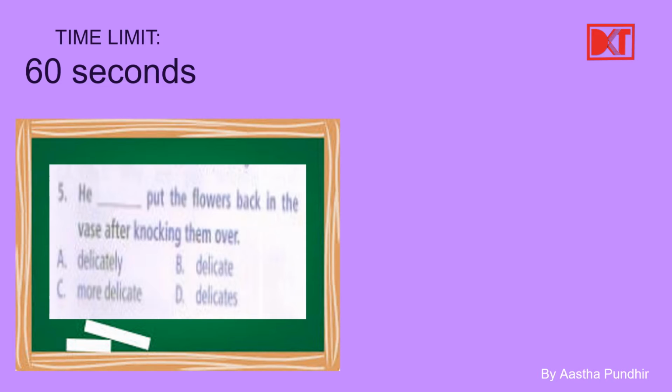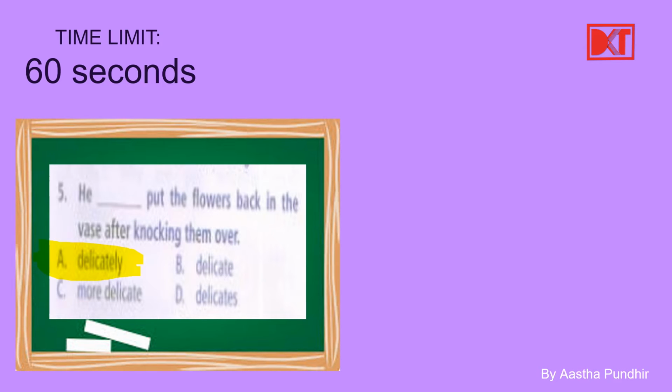Alright, next. He put the flowers back in the vase after knocking them over. A, he delicately put the flowers. B, he delicate put the flowers. C, more delicate put the flowers. D, delicates put the flowers. Here the correct answer is A. He delicately put the flowers back in the vase after knocking them over.